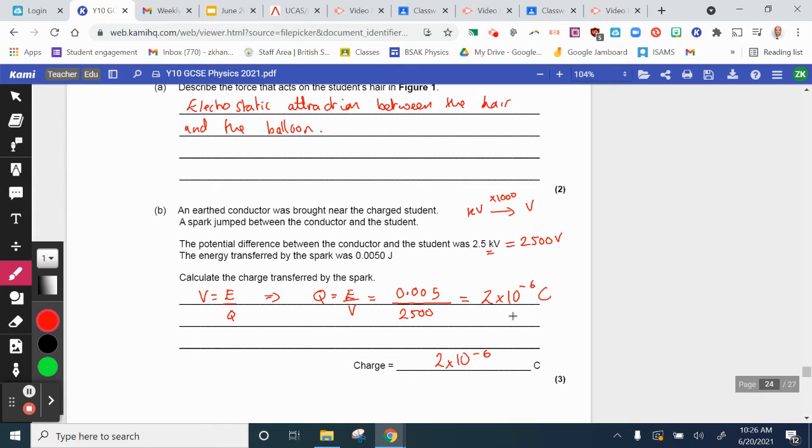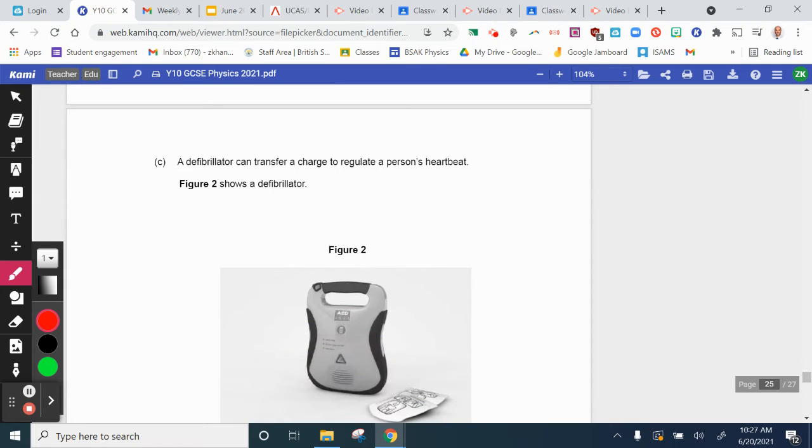The energy is 0.005 joules. The voltage is given in kilovolts, so we need to convert that into volts, which is times by 1,000, which is 2,500 volts. So 0.005 divided by 2,500 gives us 2 times 10 to the minus 6. And that is coulombs. So the charge is 2 times 10 to the minus 6 coulombs.